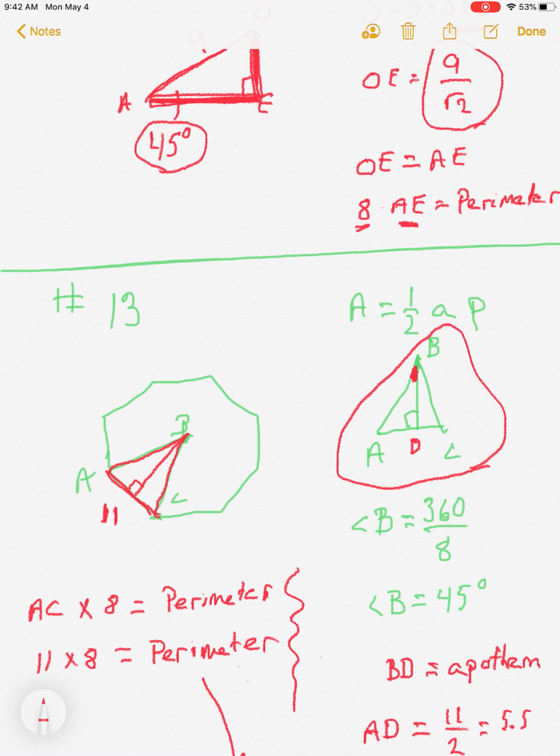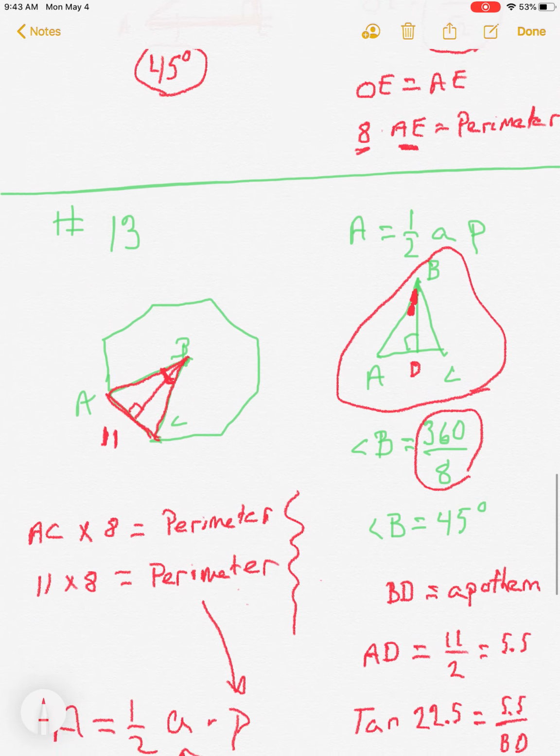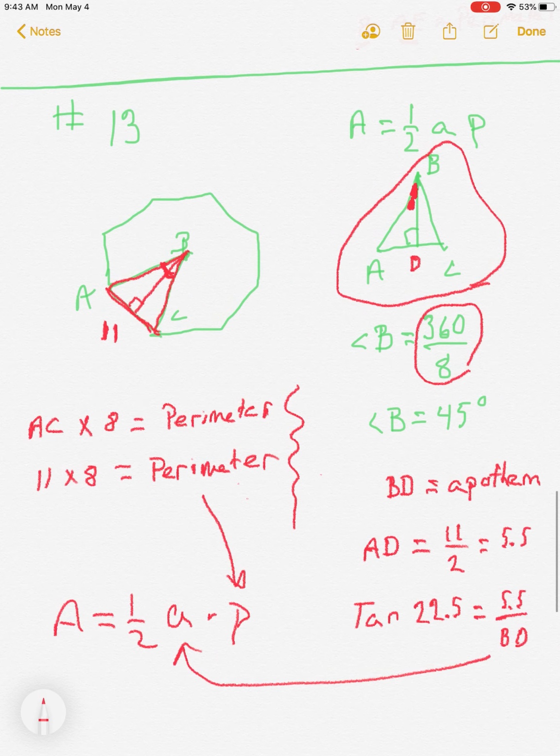So I said, well, there are 8 sides. If you take 360 divided by 8, you will find that each angle from here to here is 45. So half of that, this portion here, would be 45 in half, 22.5. If all of angle B is 45, then half of B, which is going to become critical as I use my trig functions, is 22.5.